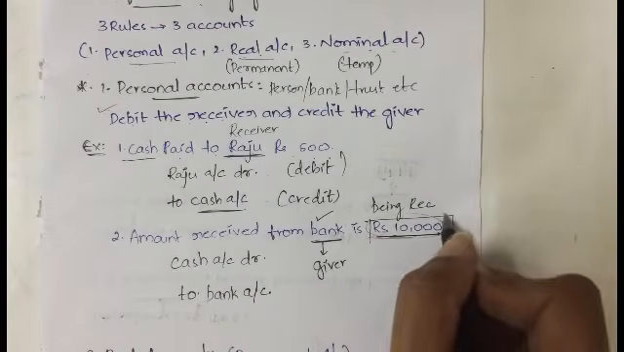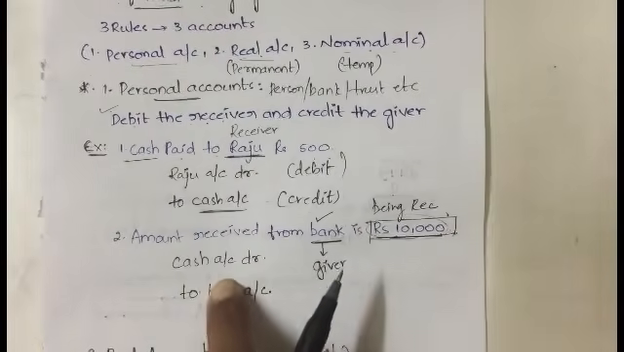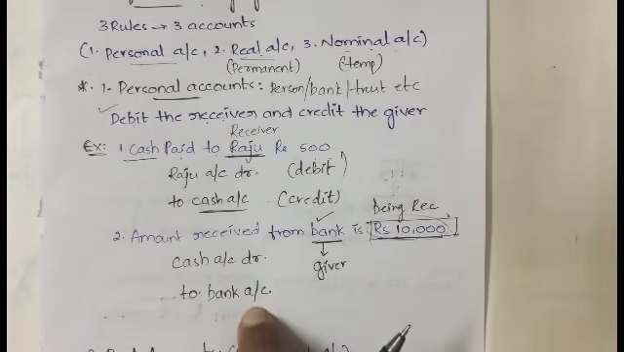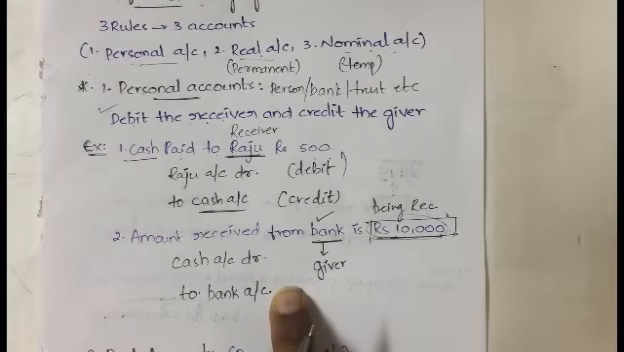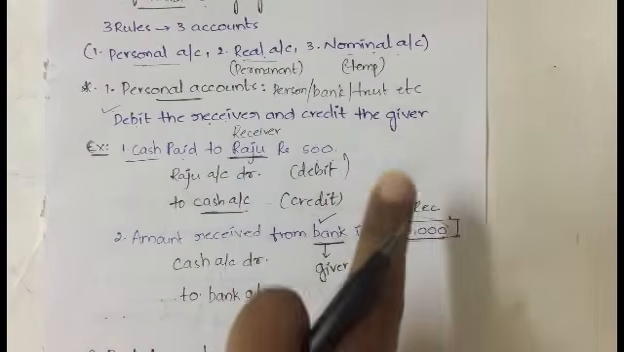That is 10,000. This is the receiving side, right? So that is why it is being debited. Cash account debtor to bank account, right? Why did we write like this? Because of the rule, debit the receiver and credit the giver.